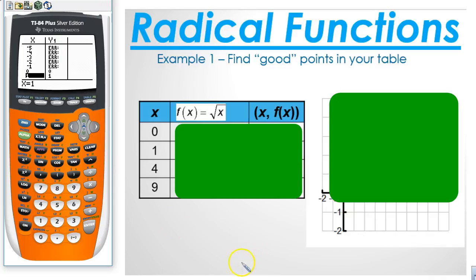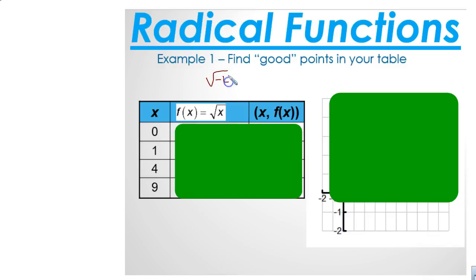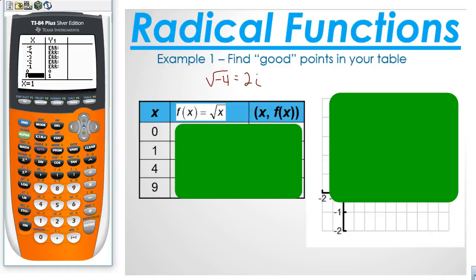Let's talk about why that is. Remember when we have the square root of something like -4, right? How do we deal with that negative? We end up with an imaginary number, 2i. Well, imaginary numbers are not graphed on the coordinate plane. They're not real numbers, and your calculator is not understanding them as real numbers, so it's saying, you can't graph this. This is not going to appear on the graph because it's imaginary.